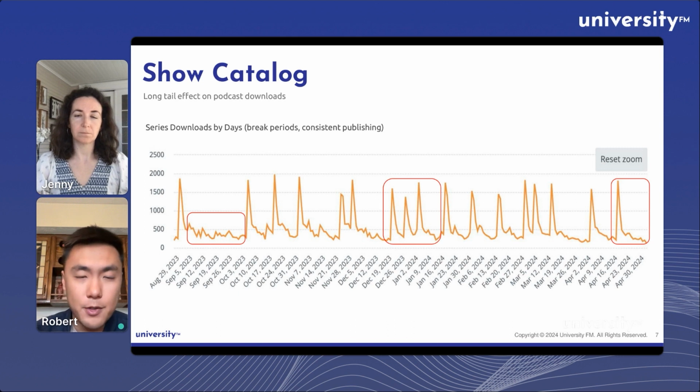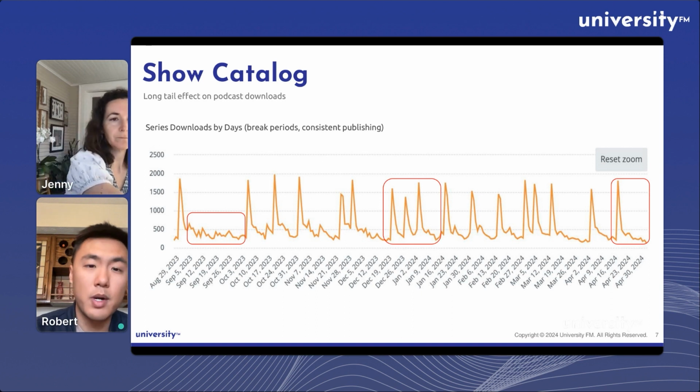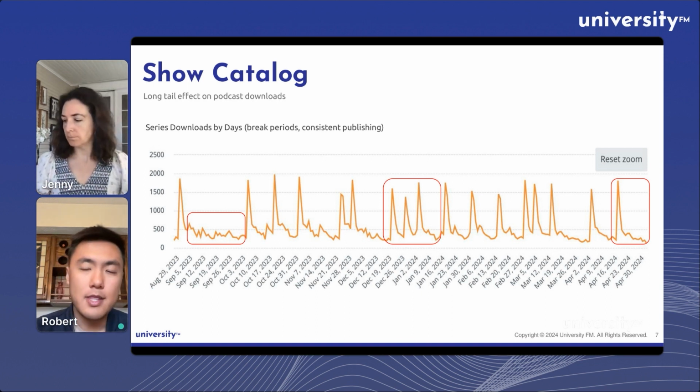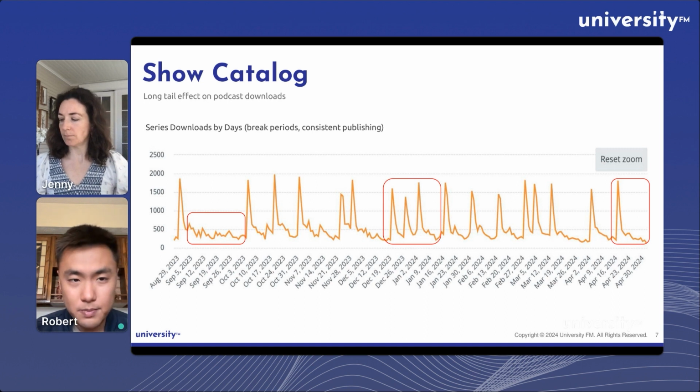So this is a graph of downloads by days from one of our shows. I've highlighted 3 different red boxes here. The first box is a break period, a month-plus break where there were no new episodes being published. The second box is when there was an episode published each week, and typically it's an every-other-week type of show. That's during the Christmas break, where we had 2 rerun episodes and a new episode. And the last box is more recently, what happens when you're 2 days late on publishing an episode.